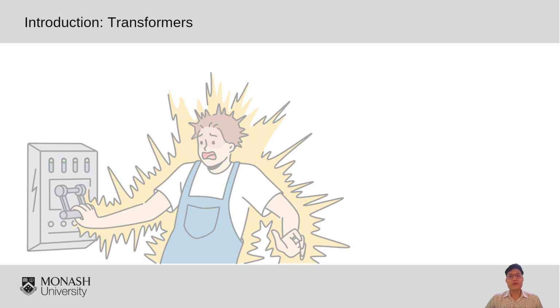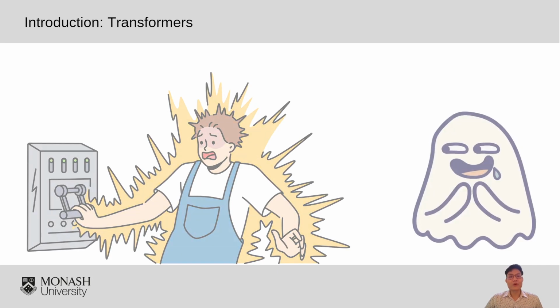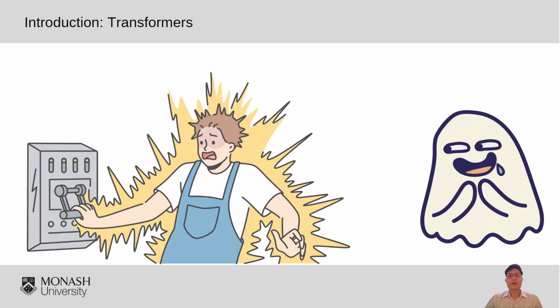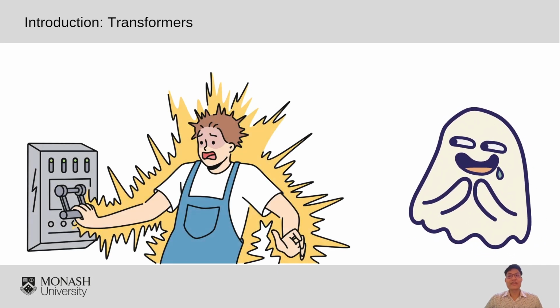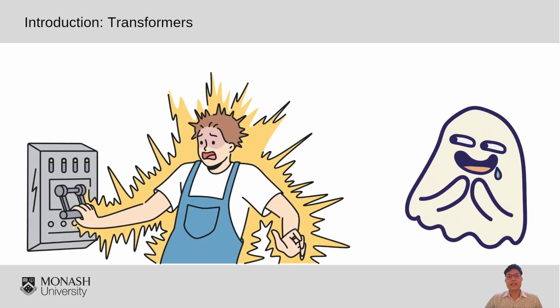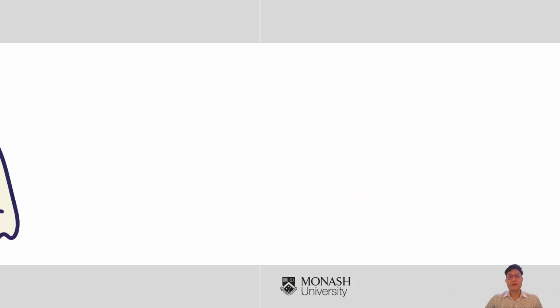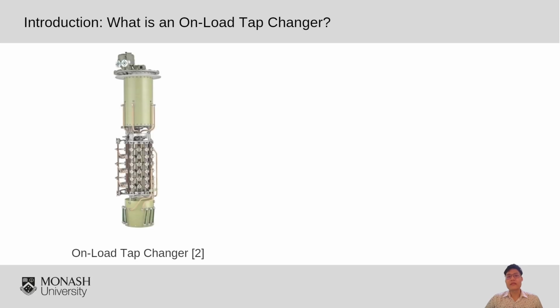If the transformer doesn't control the voltage properly, bad things can happen, like this poor guy. Don't worry, we're not dealing with ghosts here, but we're dealing with something equally tricky, keeping the voltage stable and safe. That is where the OLTC comes in. So, what is an OLTC?